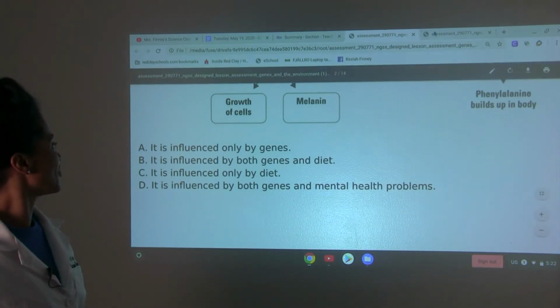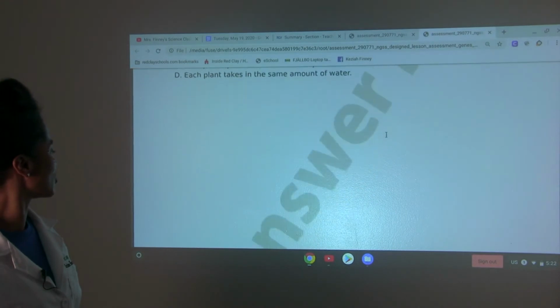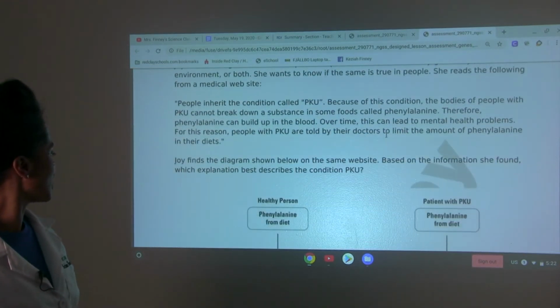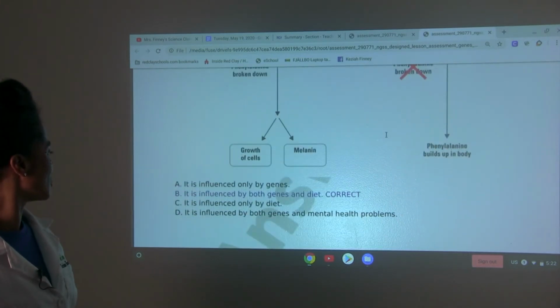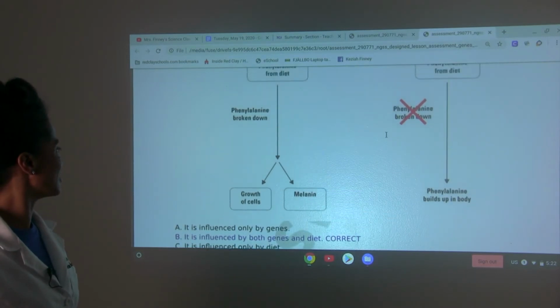Let's take a look. Number 2, for the win, for the win. I hope you have it, I hope you have it. Number 2, answer is B. It is influenced by both genes and diet.